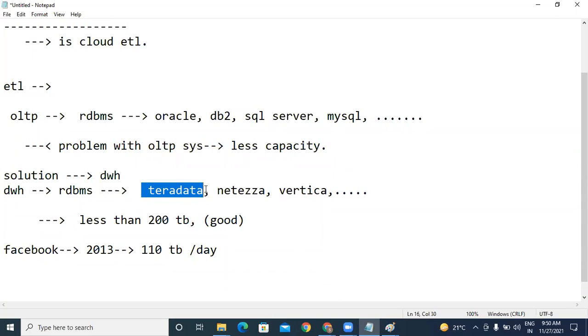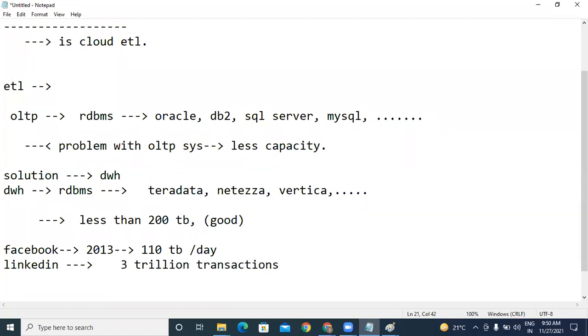Understand the point, sir? Same thing, if you talk about the biggest transactional frequencies, let's talk about LinkedIn. LinkedIn transactional frequency is like this, sir. 3 trillion transactions per 10 seconds. Just imagine. Please don't ask me how many zeros per trillion. I don't know. 3 trillion transactions per 10 seconds. That means per minute, 18 trillion transactions. Per day, multiply into 60, into 24.